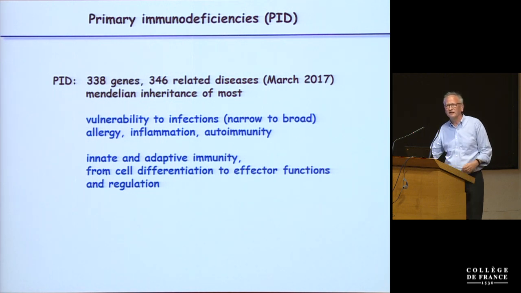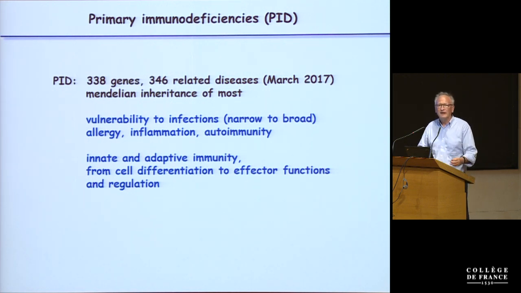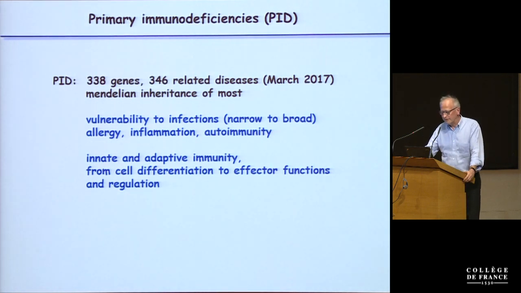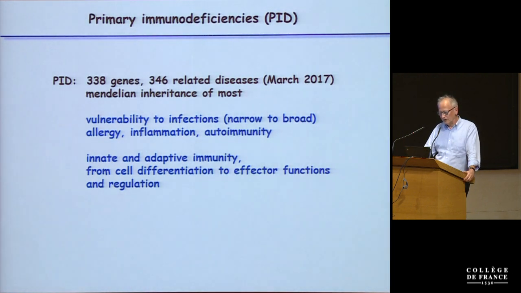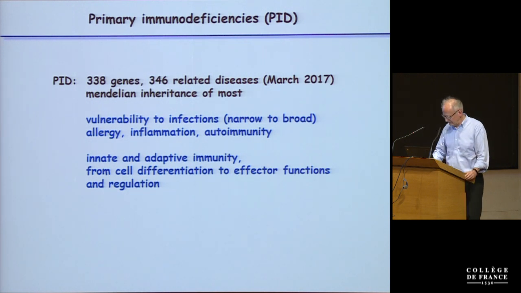There are more diseases than genes because on some occasions both loss of function and gain of function mutations have been reported. Most of them, and most of my talk will deal with this, relate to vulnerability to infections. As you will see, it can be very narrow or on other occasions broad, but we should not forget, and I will mention it on a few occasions, that these inherited disorders also cause immunopathology, allergy, inflammation, and autoimmunity. And in principle, all aspects, all arms of immunity can be impaired in these diseases.